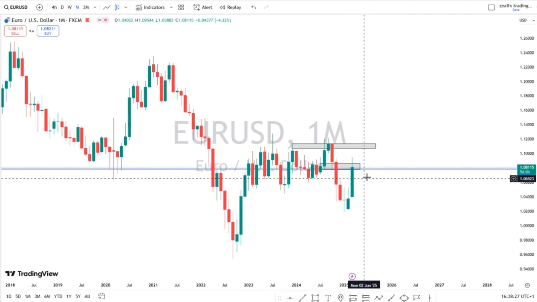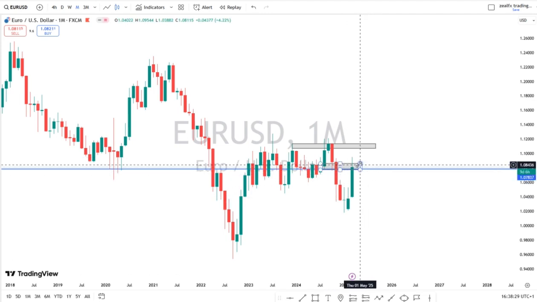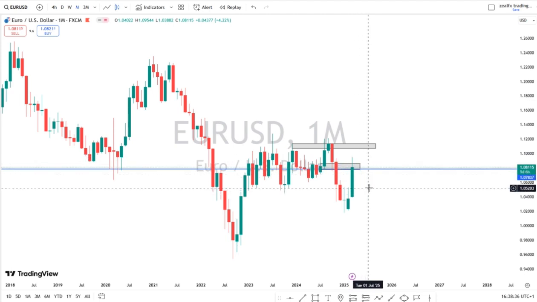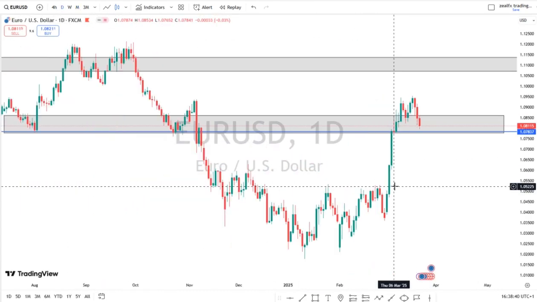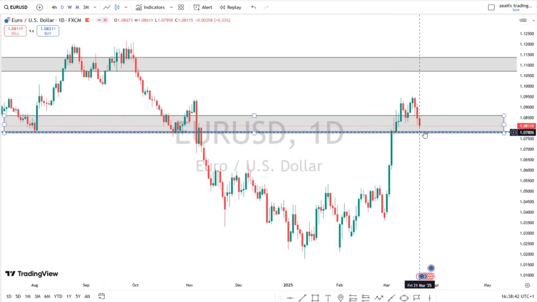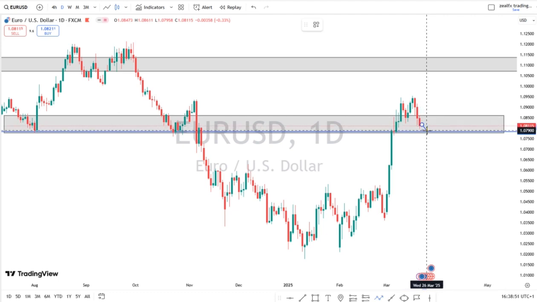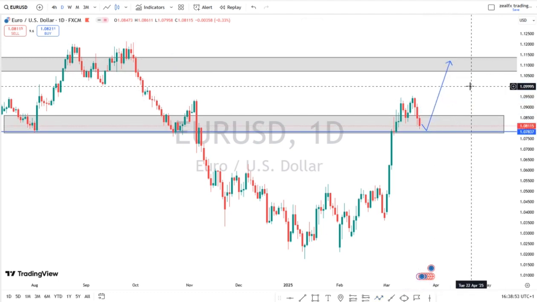So let's trade with caution on EURUSD. But this week we'll be looking for a continuation of the buying opportunity. So let's go back to our daily chart. On my daily chart, I'll be looking for a price action setup on this weekly support zone to buy the EURUSD to the top. I will buy to the top on the EURUSD this week.